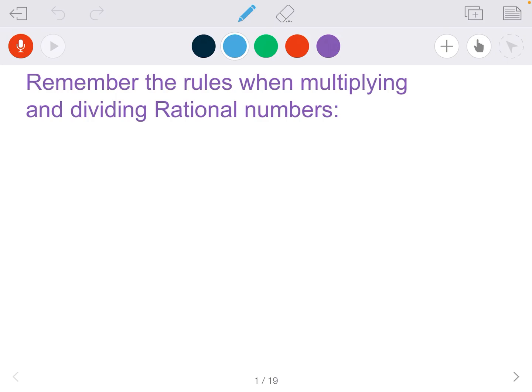It's a long video, but remember you can have this open while you're taking your test. You have two screens open. If you need help doing that, let me know. Otherwise, here we go. I want you to remember the rules when we're multiplying and dividing rational numbers.